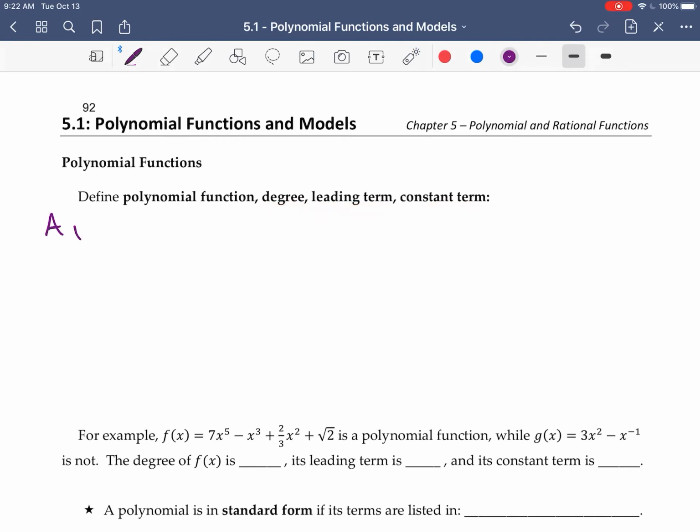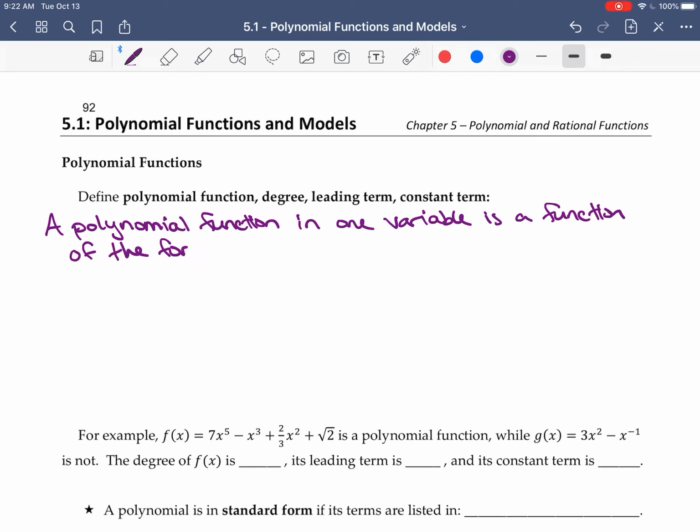So a polynomial function in one variable is a function of the form, we call it f of x, and it's going to have a constant a(n) times x to the power n, plus a constant a(n) minus 1 times x to the power n minus 1, and so on until we have a1 times x and a0.